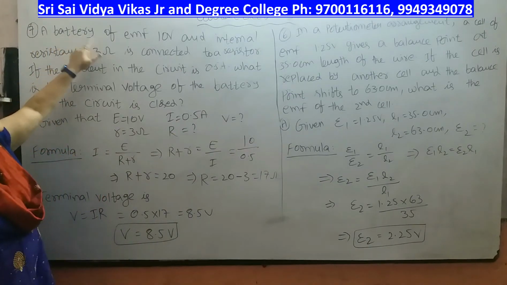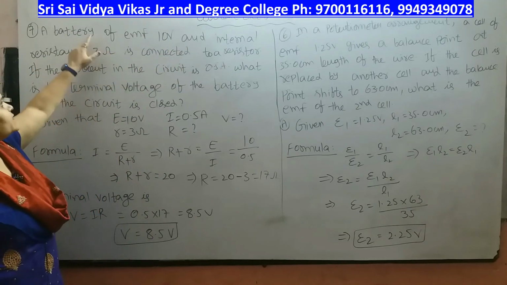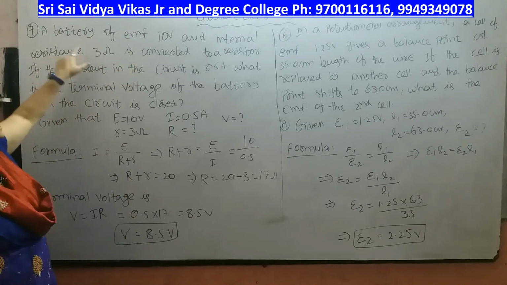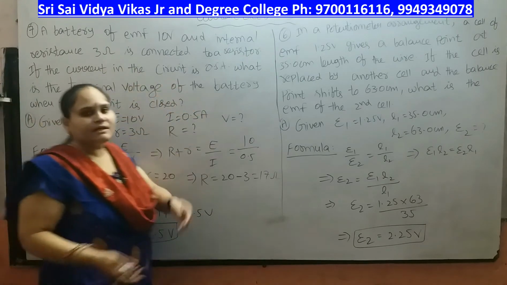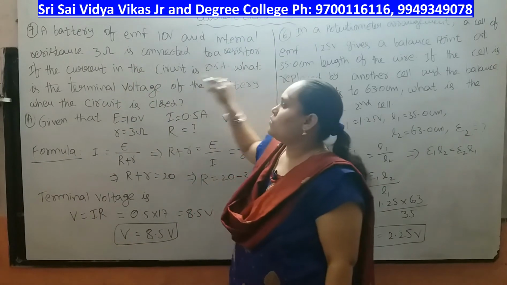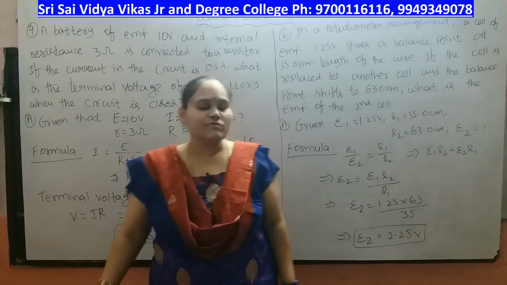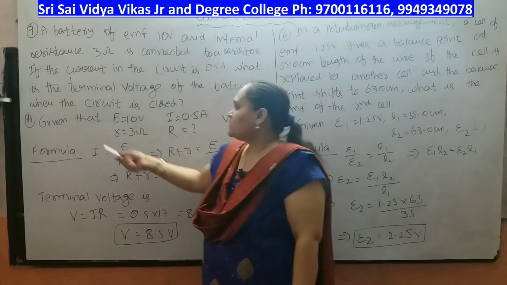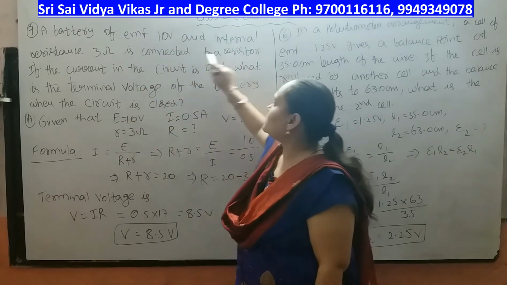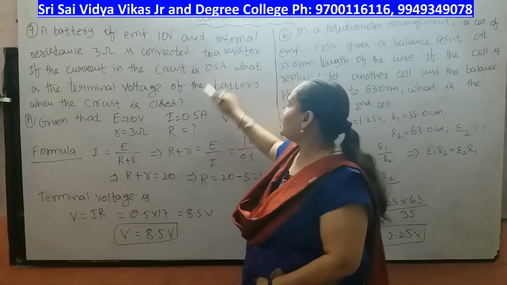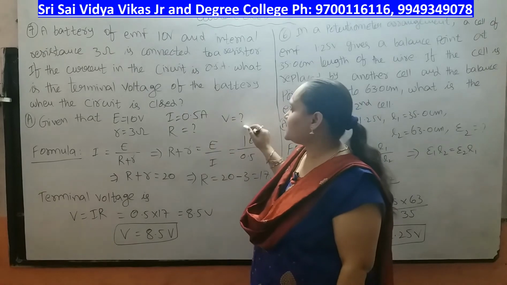So next one: a battery of EMF 10 volts and internal resistance 3 ohms is connected to a resistor. If the current in the circuit is 0.5 amperes, what is the terminal voltage of the battery when the circuit is closed? That means the EMF E equal to 10 volts, the internal resistance r equal to 3 ohms, the current I is 0.5 amperes, and capital R, the resistance, is how much, and V is how much. Terminal voltage means we will calculate V.